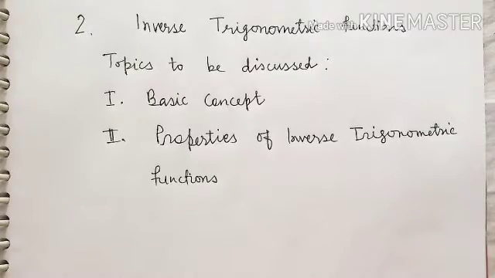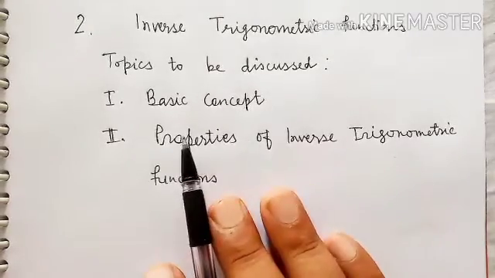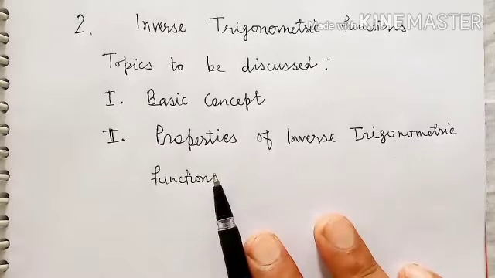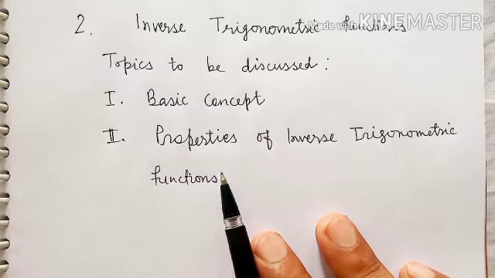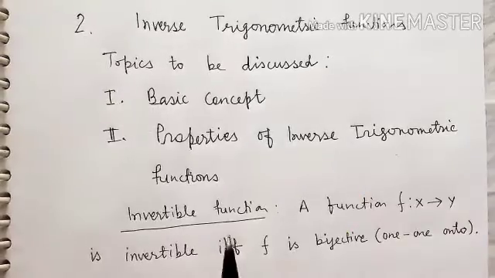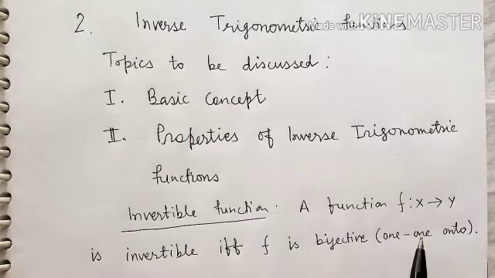Students, today we will discuss the second chapter, inverse trigonometric functions. In this chapter, the following topics are to be discussed: basic concept and properties of inverse trigonometric functions. We have studied invertible functions and we know trigonometric functions. So, let us define invertible functions again. We have already known that a function f from X to Y is invertible if and only if f is bijective, that is, one-one and onto.